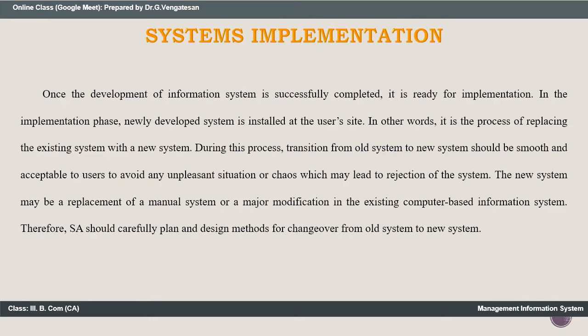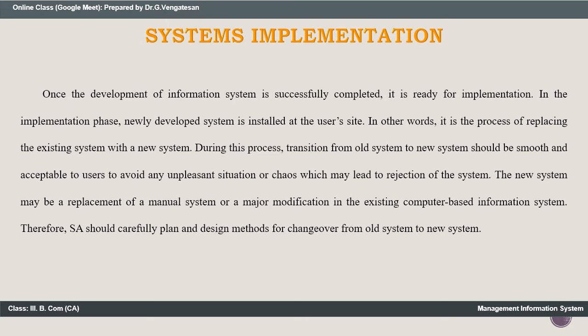And the next one is system implementation. So as we all know, the developed system has to be implemented properly. The implementation is the stage where the information system is successfully completed and is ready for implementation. A newly developed system is installed at the user's site. In other words, it is the process of replacing the existing system with the new system.